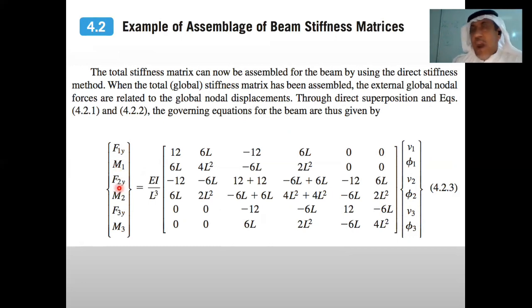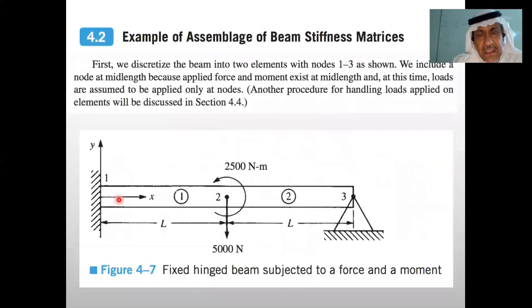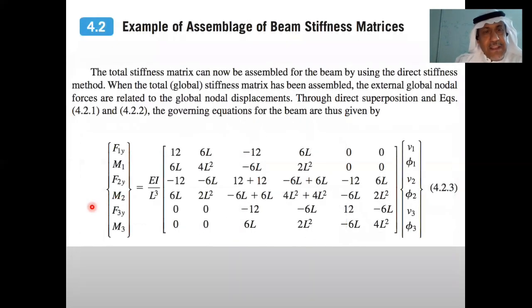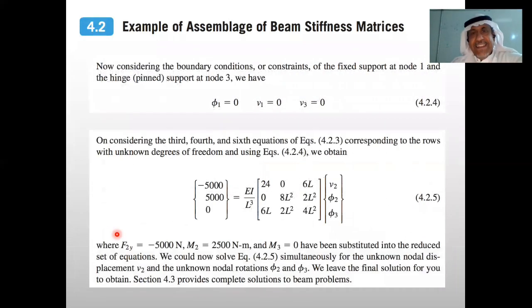What about F2Y and M2, are they known? Yes, they're given. And if you don't have any load, it is 0, 0. Okay, what about the last one? Do you know that? No, it is a reaction. This is unknown because it's a reaction. Do you know the moment? 0. Okay, then you can extract 3 by 3.